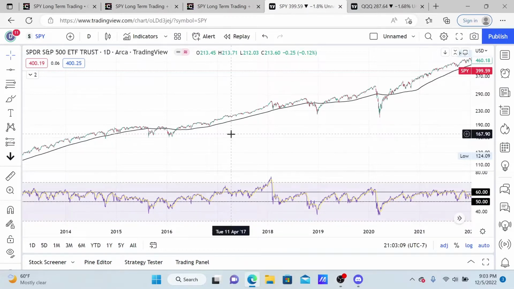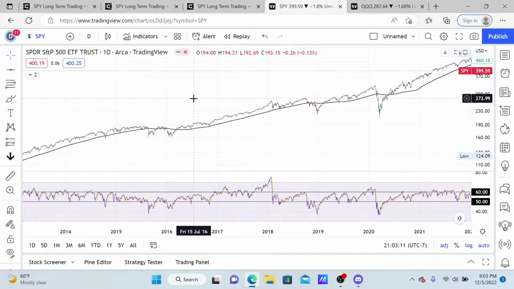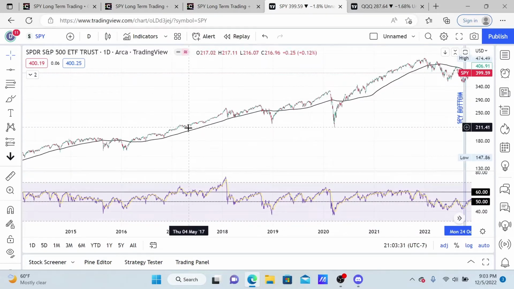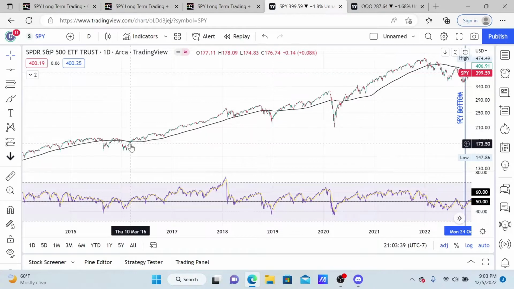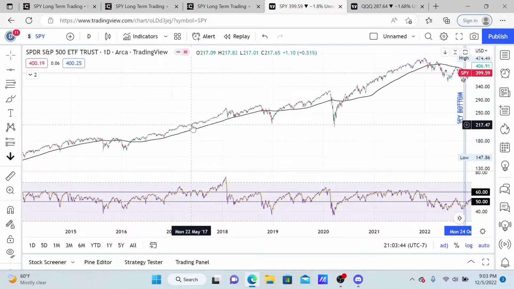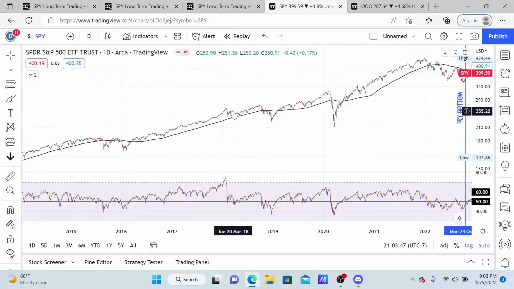So the first way I use TradingView to build a symphony is I look at the 200-day moving average on the S&P 500. In this case, I'm looking at SPY, that is an S&P 500 ETF, and this black line here is the 200-day moving average for SPY. So you can see when the price action is above this black line, we're in a general uptrend or a bull market.